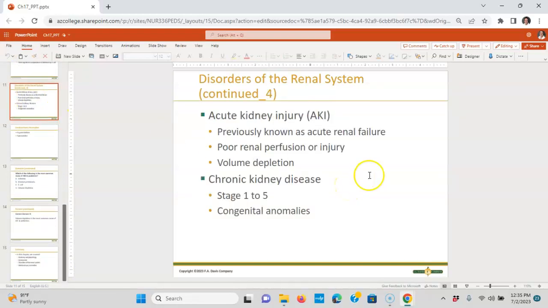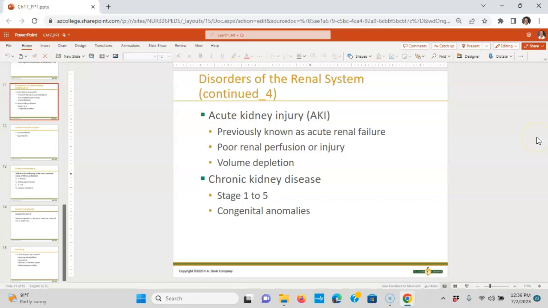Acute kidney injury, previously known as acute renal failure. This is poor renal perfusion or injury and volume depletion. So this is decreased renal function, leading to the inability of the kidneys to clear the blood of urea and regulate fluid and electrolyte imbalances. So poor perfusion, such as ischemia, toxicity, nephropathy, or sepsis. So volume depletion.